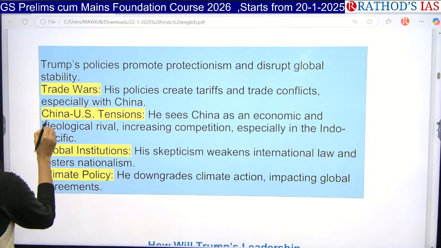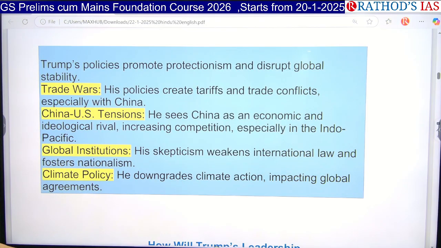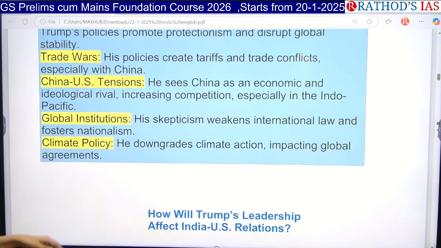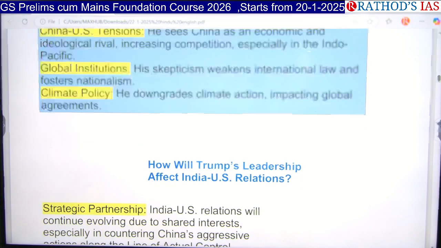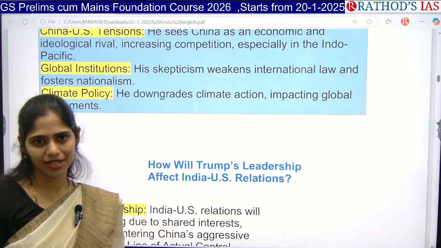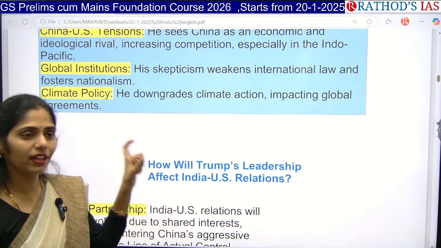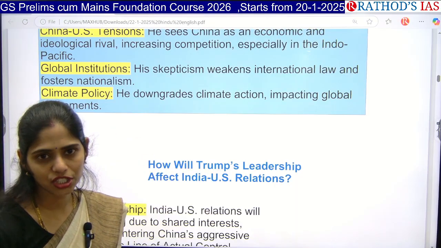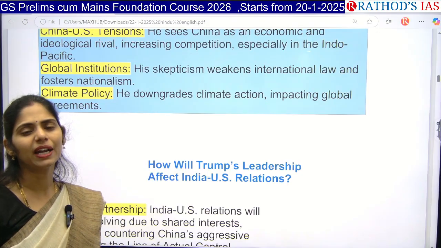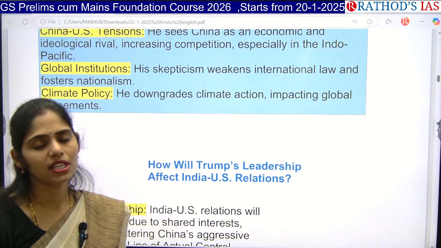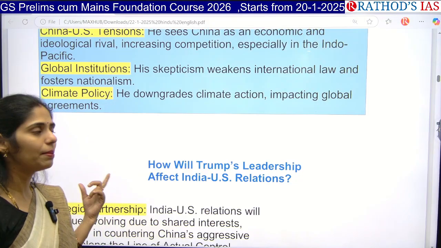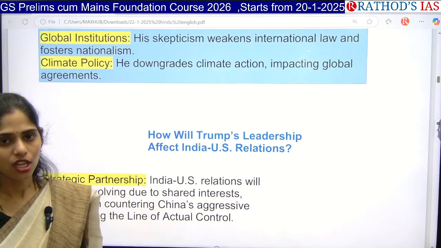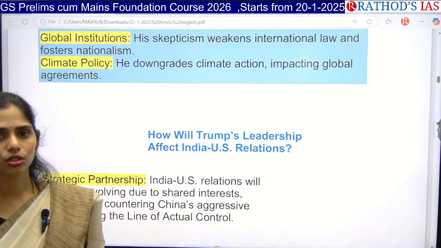And next, increasing China-US tensions also happened during this time. And next, global institutions can also be affected. And because of the withdrawal of the US from the Paris climate deal, it will be downgrading climate action. If a developed country like the US is not following the norms, then what about other countries? They may not. So because of this, it will be impacting global agreements as well. So this will be the impact on the global scene.